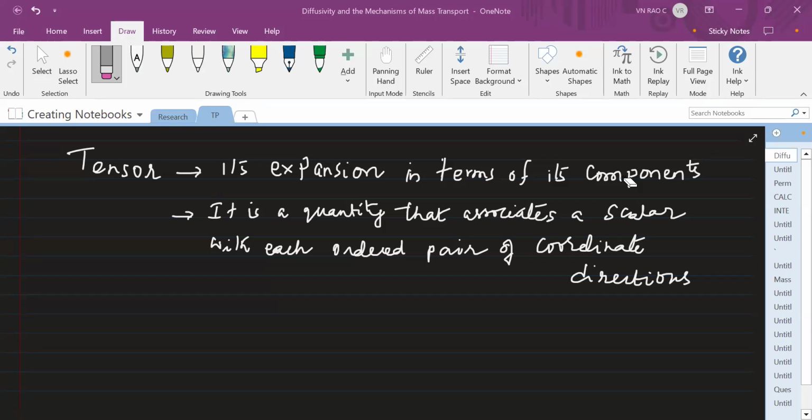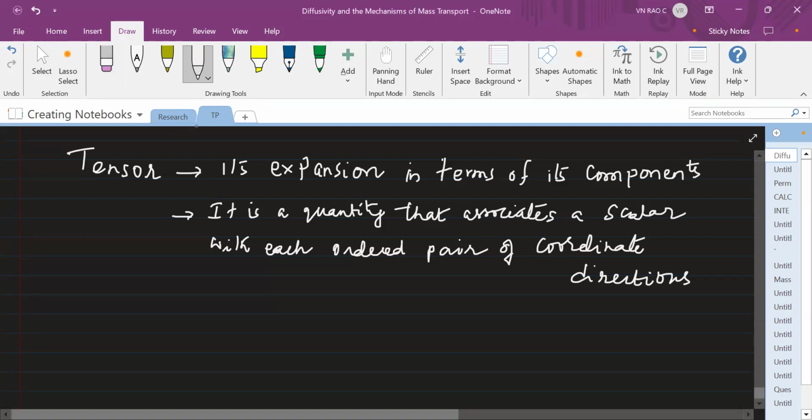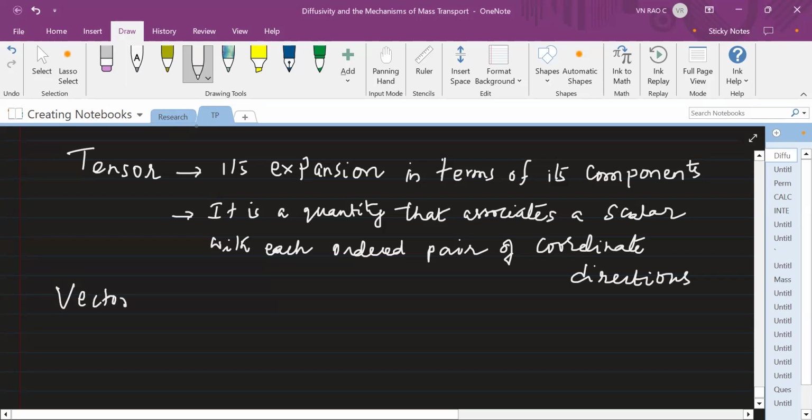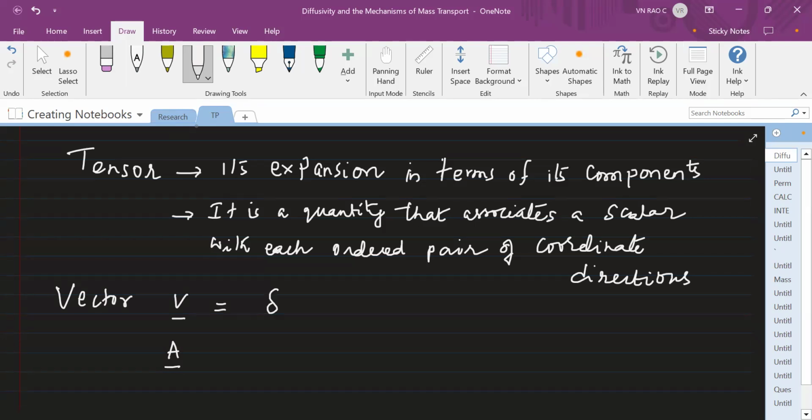Let us look at tensors. First of all, it is to be defined. Suppose we look at writing a vector. Suppose I say a vector v, or in fact any other vector. Suppose say a vector. Okay, this we can write in terms of Kronecker delta, something like this: delta 1 and v1. This is a scalar quantity.